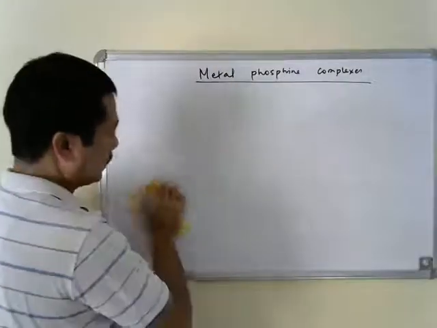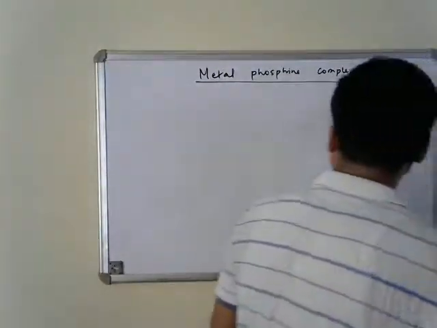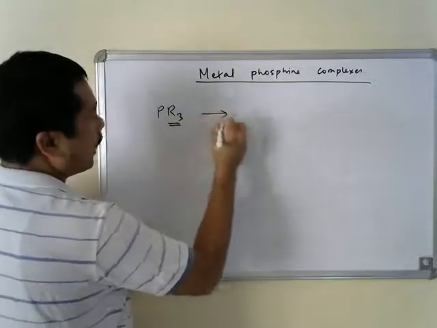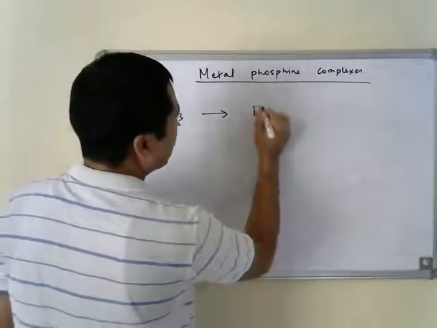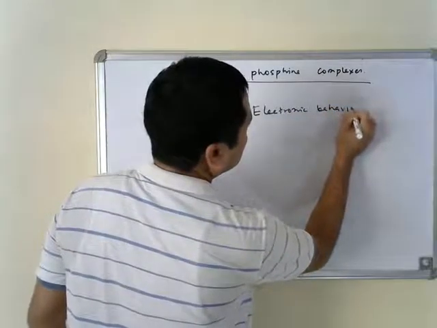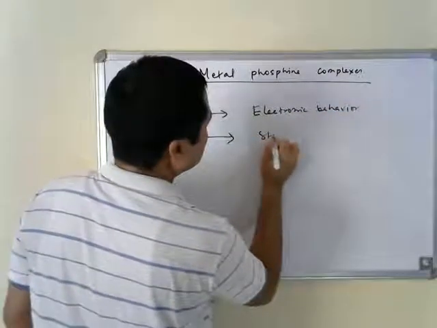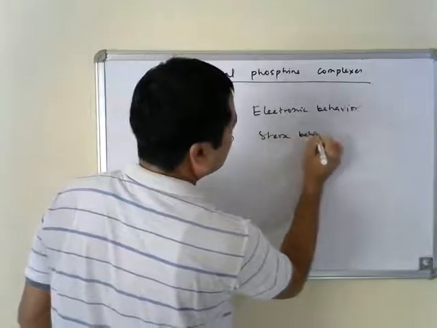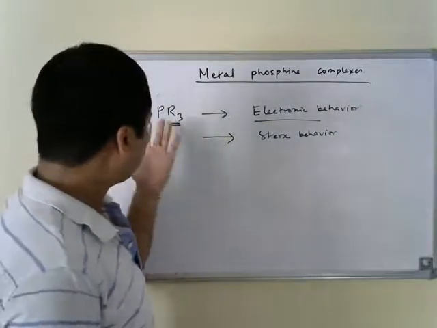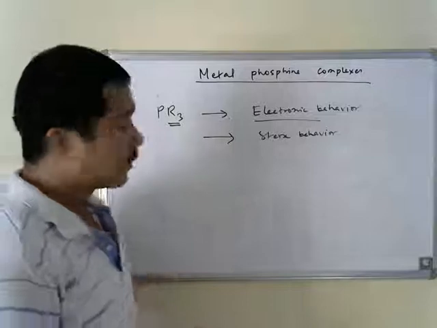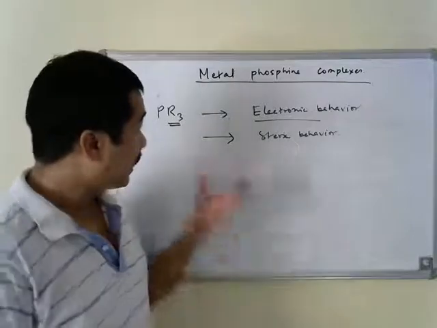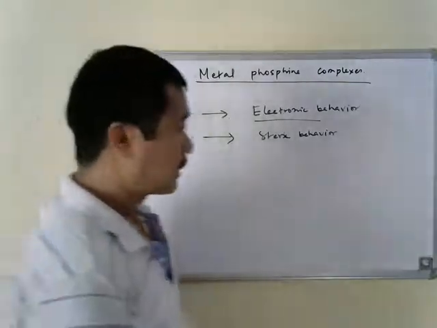Now we have already discussed that the substituents on the phosphine ligand can be changed, and this essentially allows us to change the electronic behavior as well as steric behavior. To understand how these substituents can be used to change the electronic nature of the phosphine ligand, we'll look at the nature of bonding in metal phosphine complexes first.